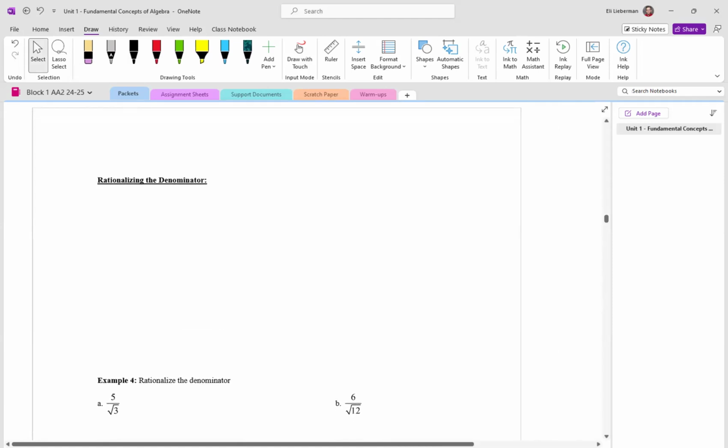Rationalizing the denominator. Does that bring back good memories? Those 3 words. So, I'll take that as a yes. Please discuss with your neighbor. What does that even mean to rationalize a denominator?